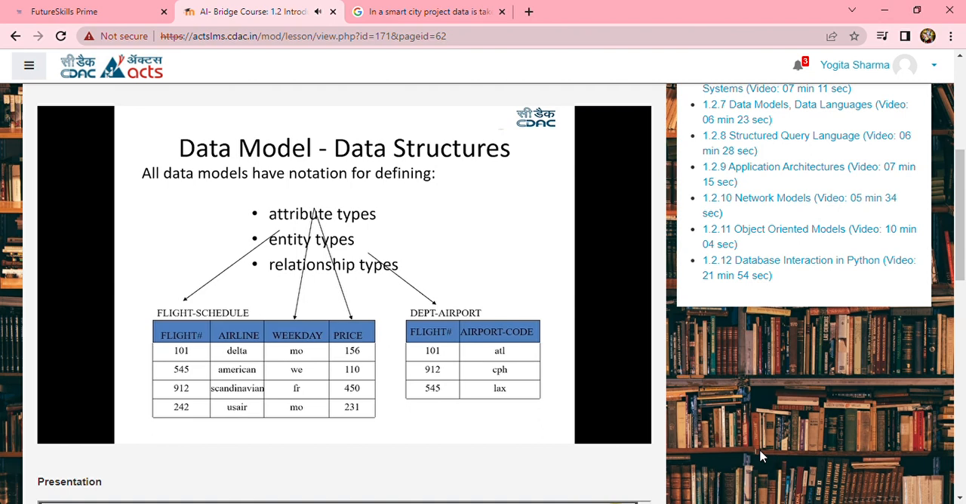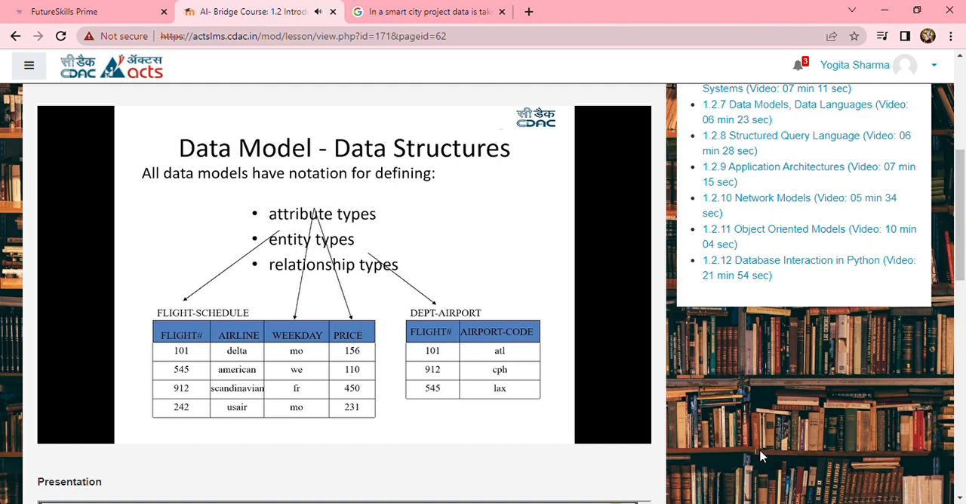Now, an attribute type is based on one particular attribute or one particular feature or one particular variable. The entity type data structures are those which capture the entire data related to one particular entity or one particular enterprise. And the third one is the relationship type, where you are trying to establish the relationship between the various columns in the data. So hence, the data models are the notations of the defined data structures.